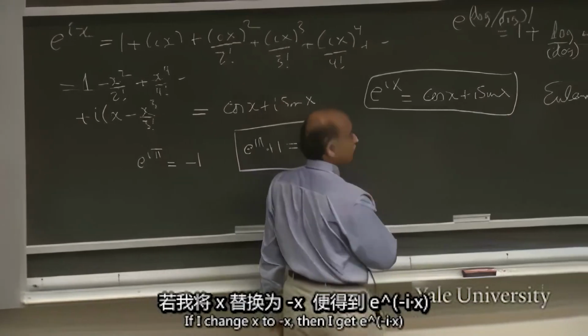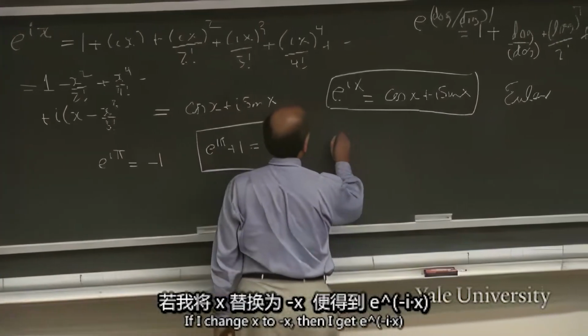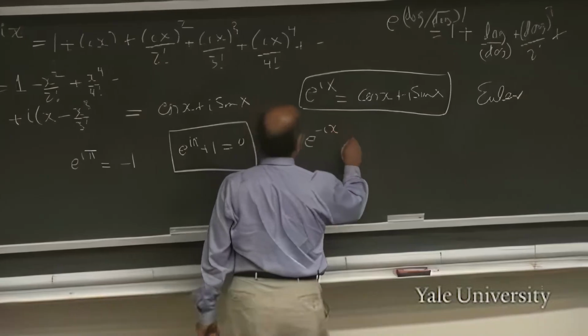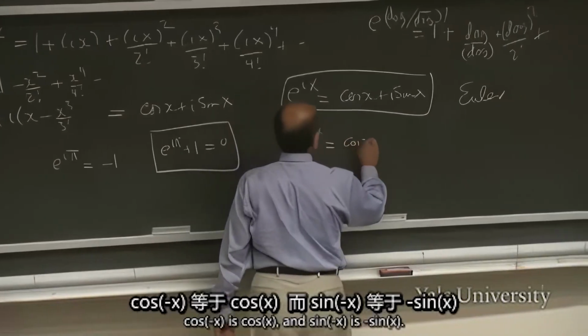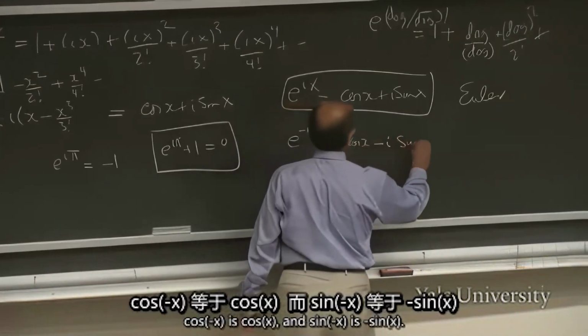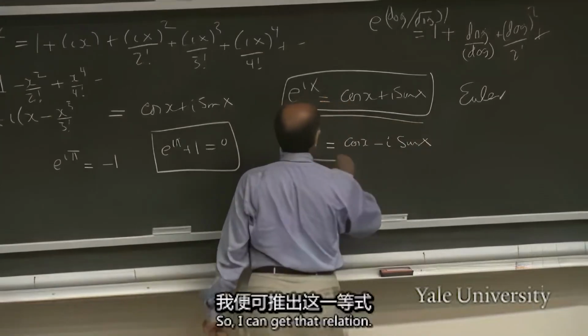If I change x to minus x, then I get e to the minus ix. Cosine of minus x is cosine x, and sine of minus x is minus sine x. So I can get that relation.